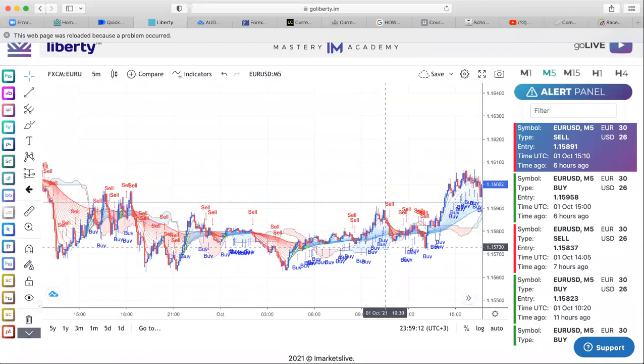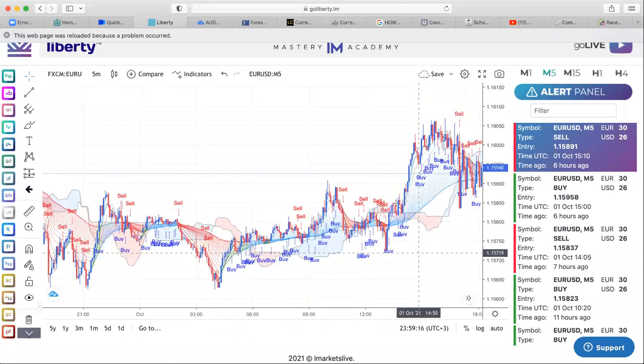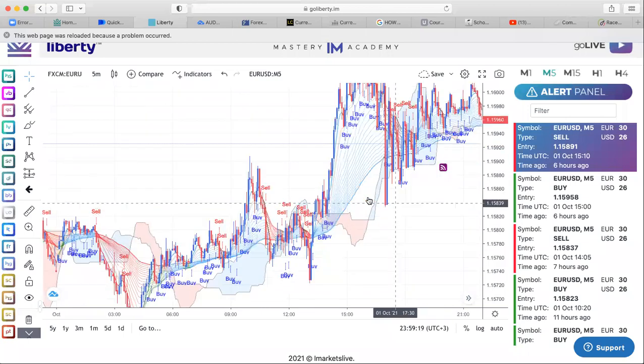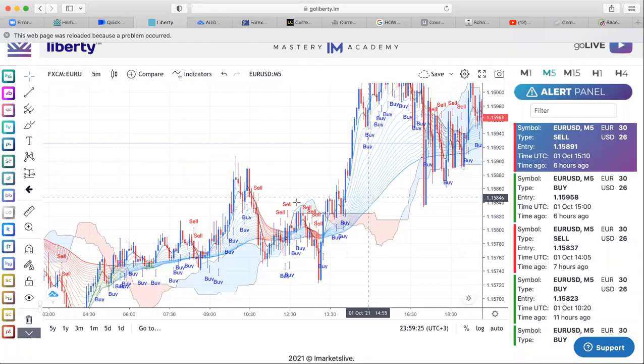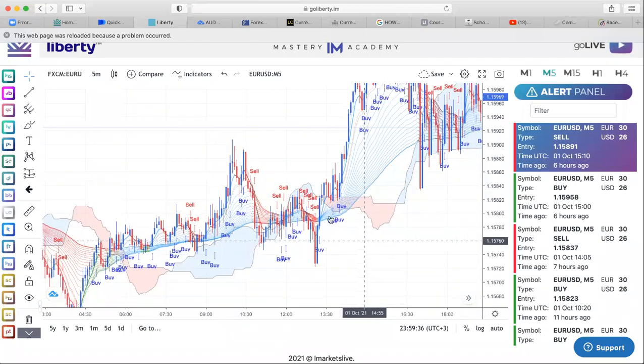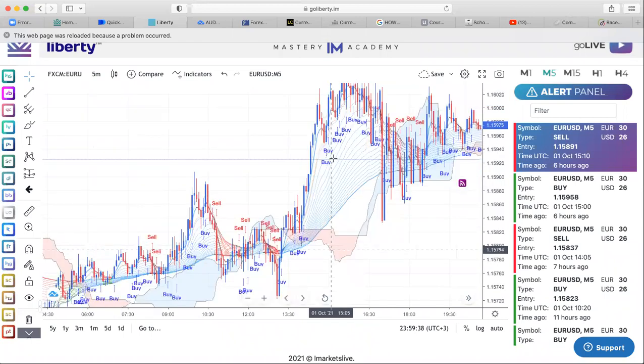Now, apart from the clouds, we have another indicator on this called the web strings. These lines show you generally how the market is moving, the strength of the movement in the market. These small lines that you see joined together are called the web strings. These lines that you see here are called the web strings.